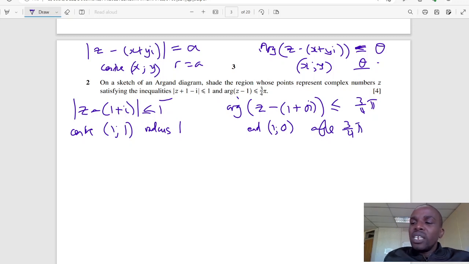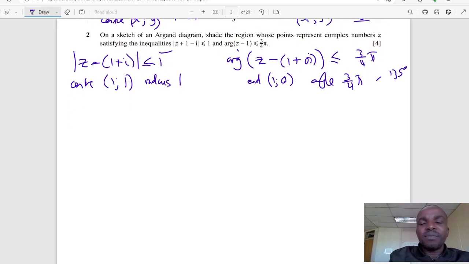3 over 4 pi is in radians. You can convert the same to degrees if you find yourself getting confused with the radians. It's the same thing, you still get the same answer. 3 pi over 4 is the same as 0.75 times 180, so the same as 135 degrees. Right, now we have to have our sketch.